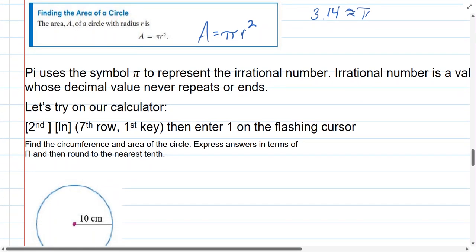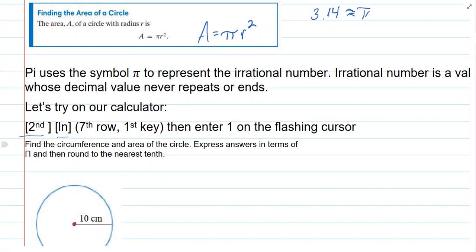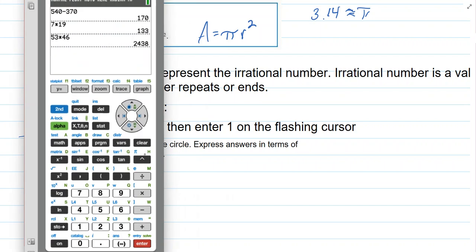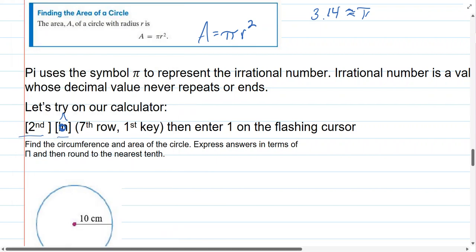And on our calculator, we do the second ln key to enter what we need. Oh, that's wrong. That's a second up caret. Sorry about that. Let me look. That's a typo, big time. Yeah, second up caret is pi. All right.